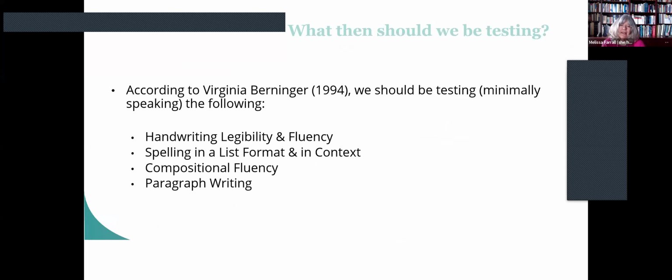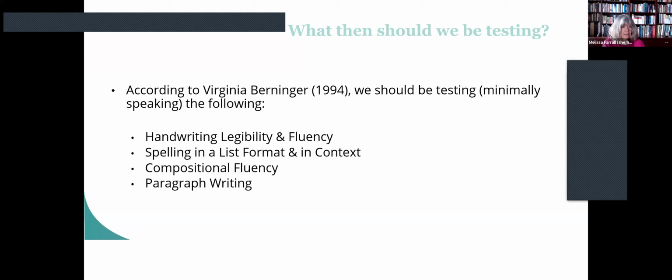So what is it that we should be testing? Should we be testing the boring stuff? Should we be counting punctuation, capitalization, all that stuff? Or should we be looking at bigger plot-like considerations, beginning, middle, and end? So according to Virginia Berninger, who's really one of our specialists on the assessment of written expression, we should be testing at the very least, look at this, handwriting, legibility, and fluency.